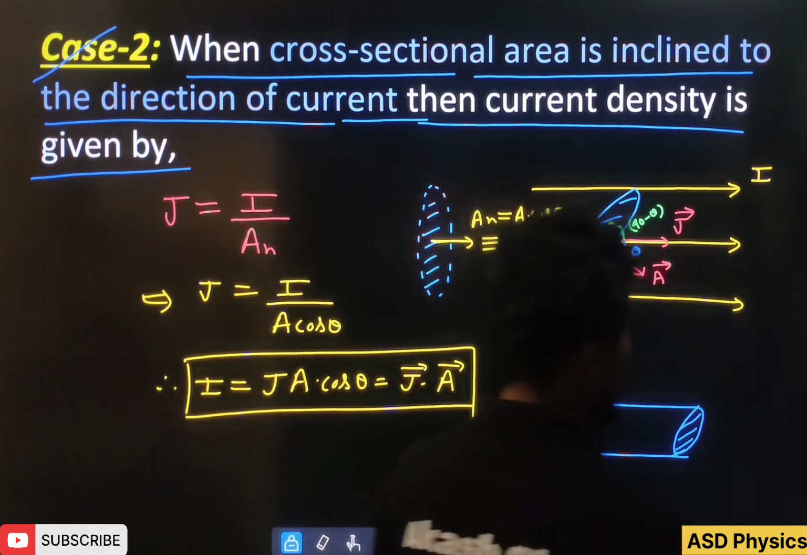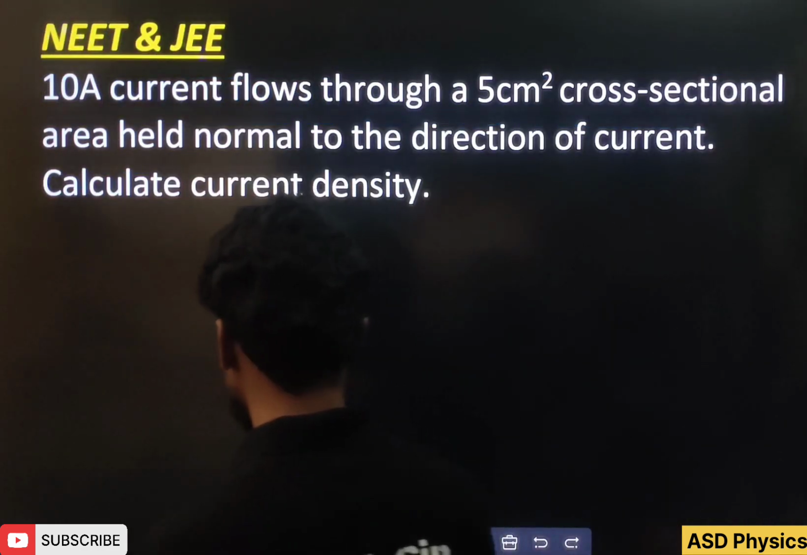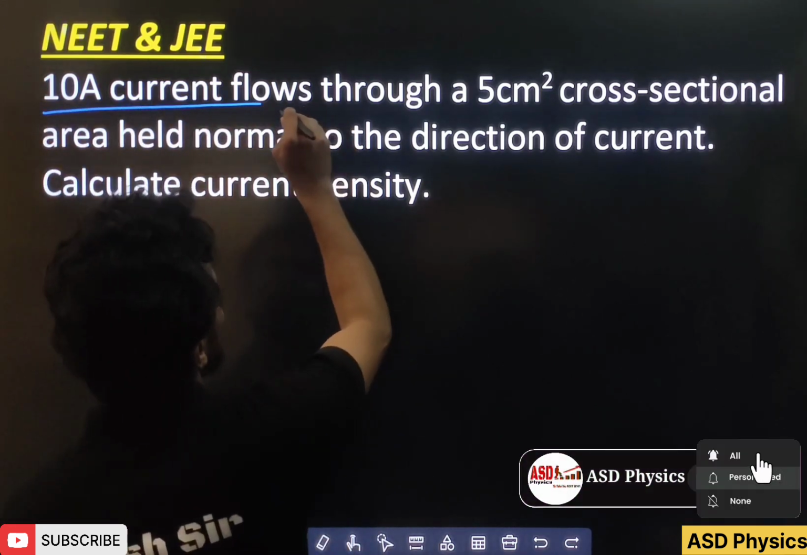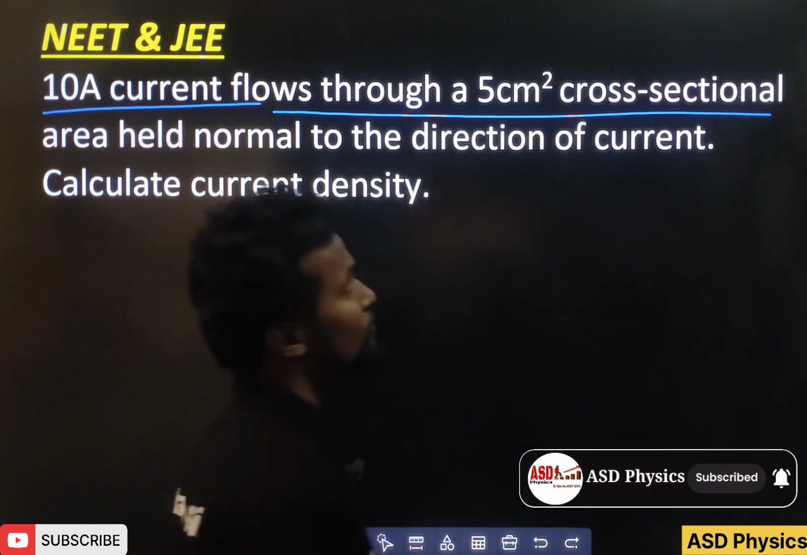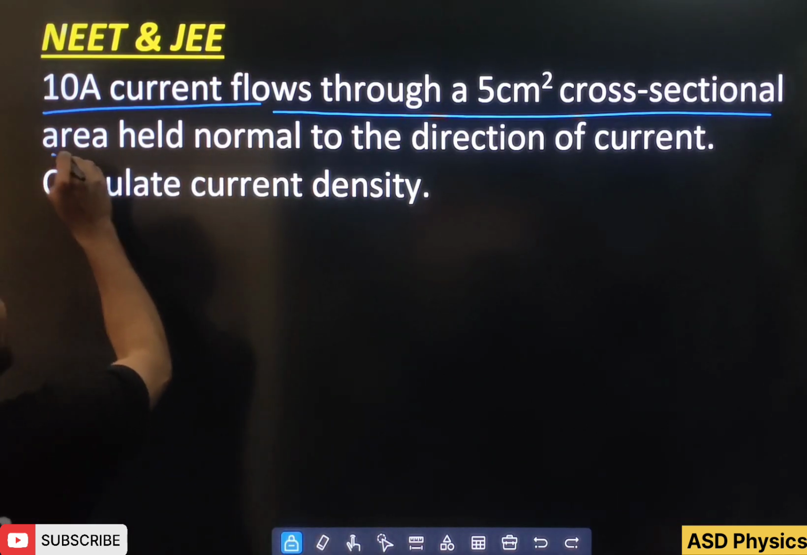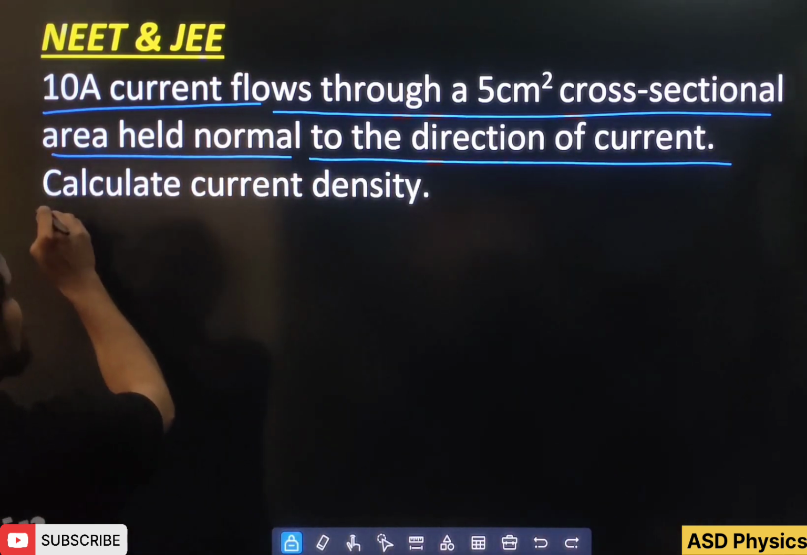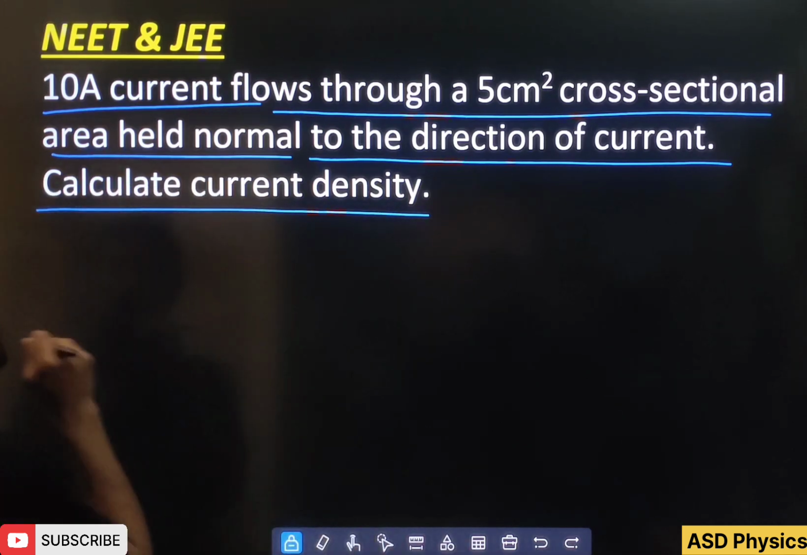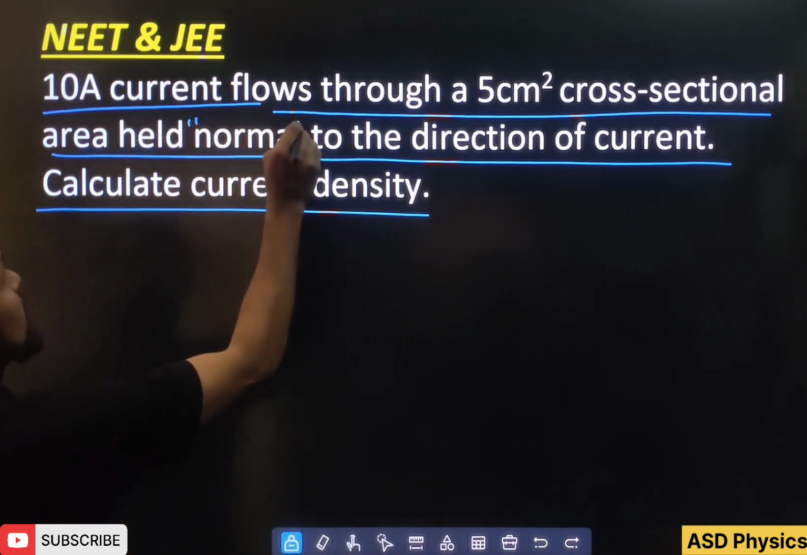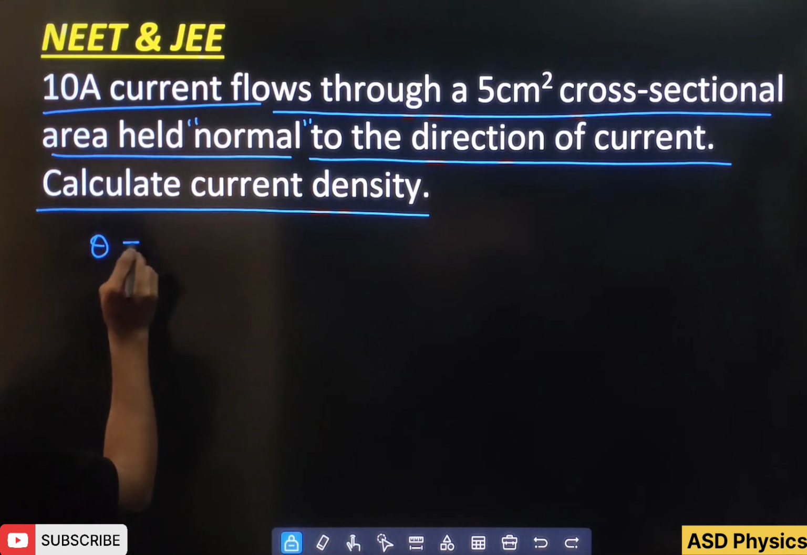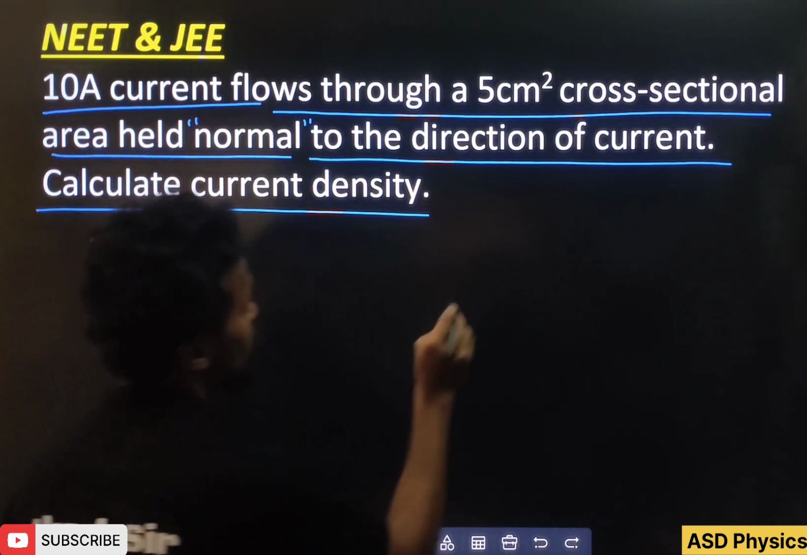Great. Now students, next we are going to see this question. Very easy question: 10 ampere current flows through a 5 centimeter square cross-sectional area held normal to the direction of the current. Calculate the current density. Here you may think that normal means the angle is 90 degrees. No. Theta is 0 degrees.